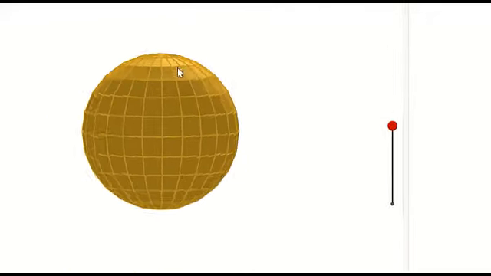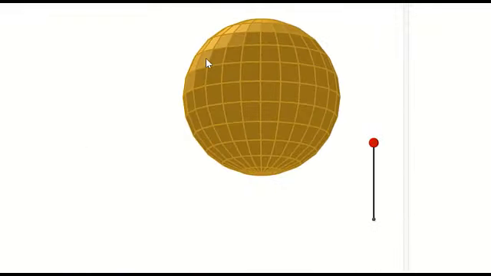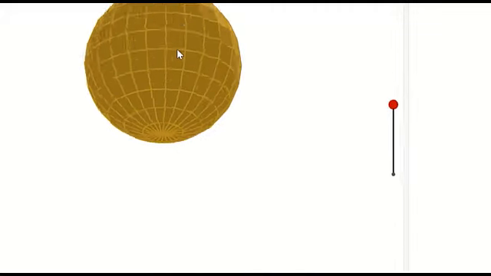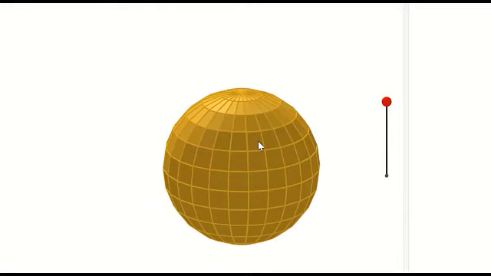The next solid is the sphere. As we see here, the sphere has no faces, no vertices or corners, and no edges, which means no line segments. Or we can say that the number of faces of the sphere equals 0, the number of vertices also equals 0, and the number of edges also equals 0.